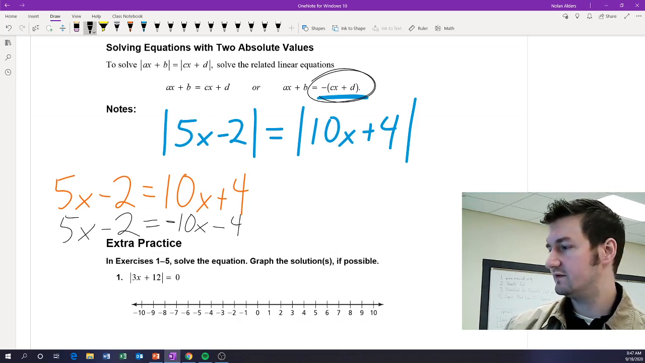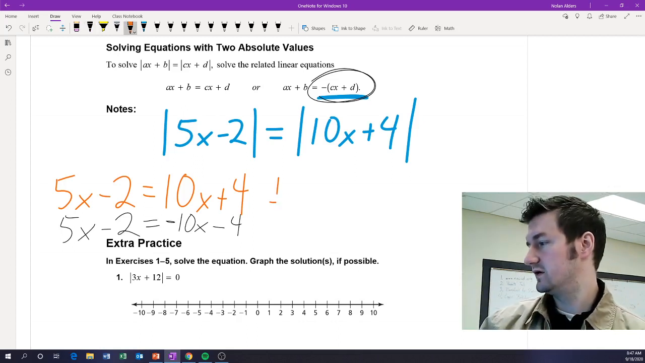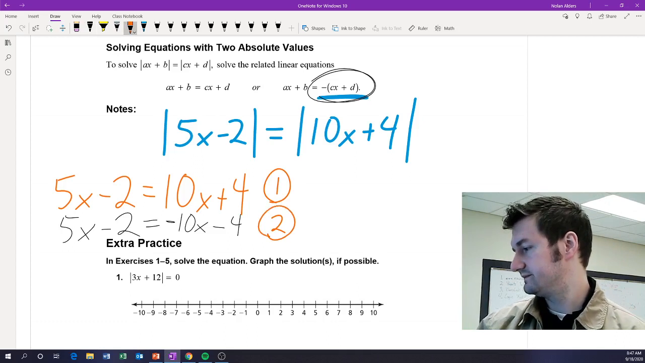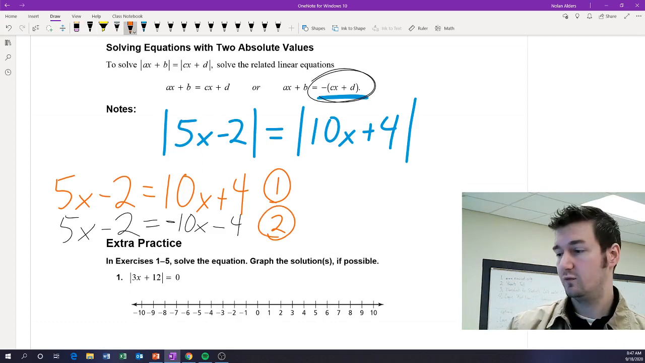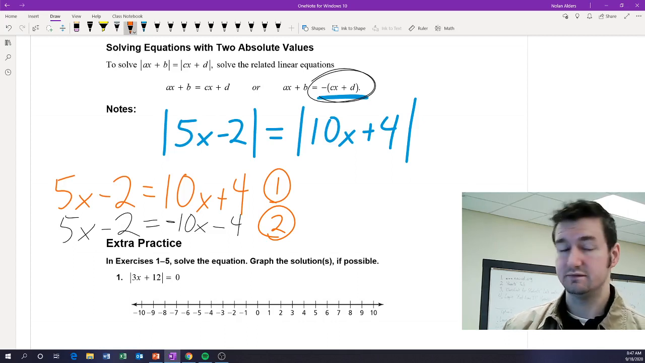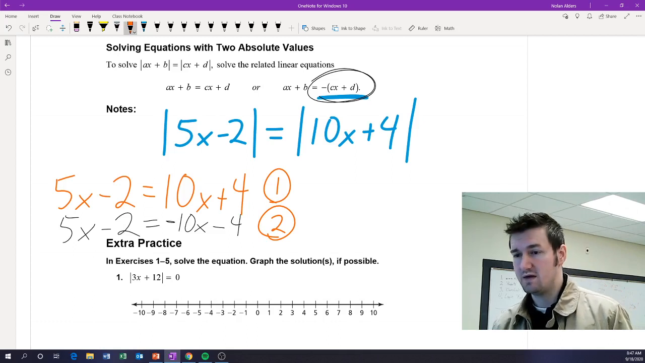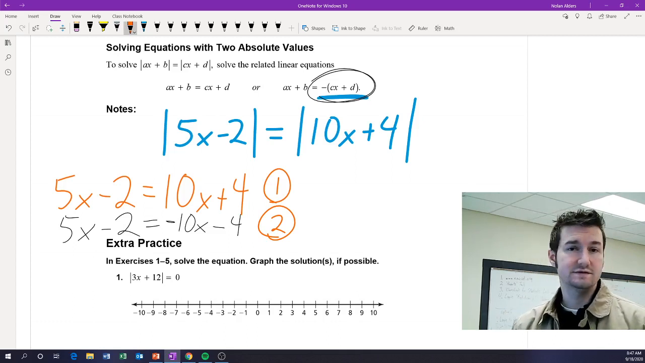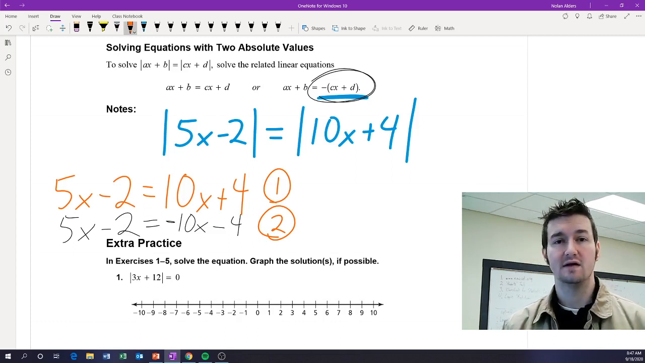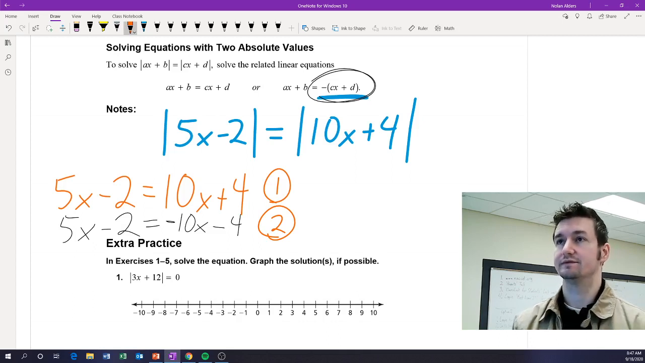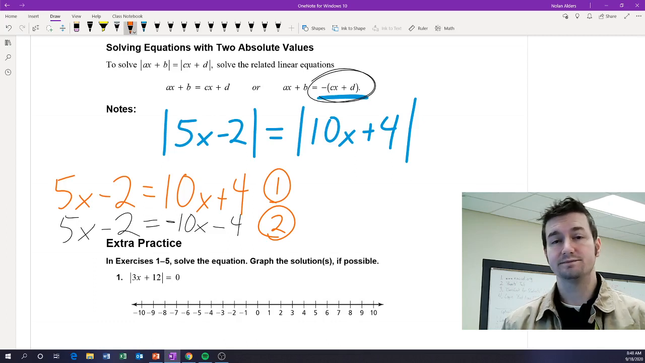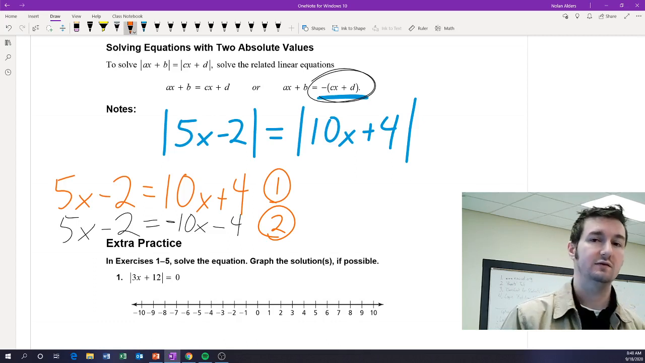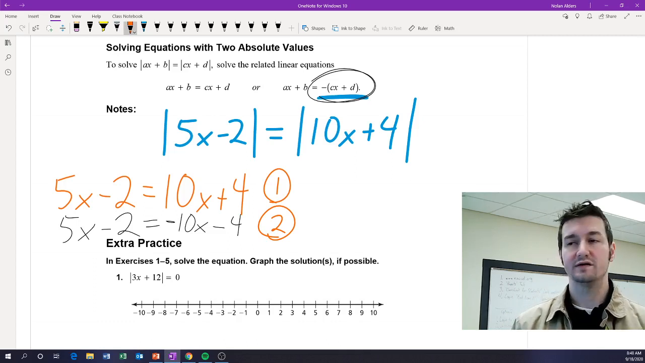So notice the difference between these two equations, equation 1 and equation 2. We just changed the signs of one side of the equation to where if it's positive, it becomes negative. If it was negative, it would become positive. Okay, but we solved those two equations. We get an answer, and we're done. All right, so that's how to solve equations with absolute values. Whether it's one absolute value or two absolute values, it's a very similar process.